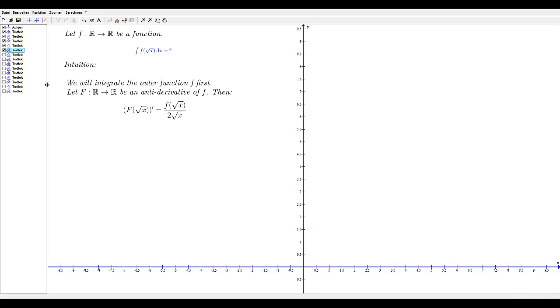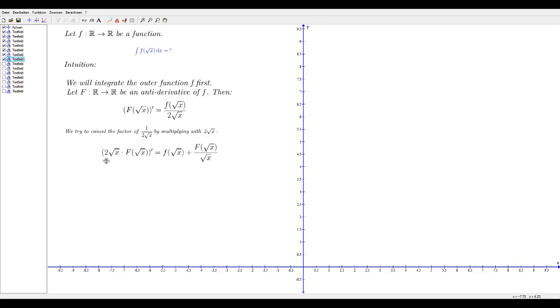Well, one standard idea would be to just try and multiply this by 2 square root of x. We try to cancel the factor of 1 divided by 2 square root of x by multiplying with 2 square root of x. But of course, this normally wouldn't work, because the result will have to be differentiated with the product rule, and that will give us a new error term that we will have to remove.